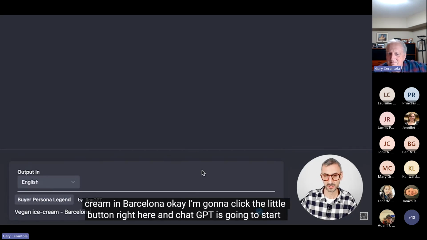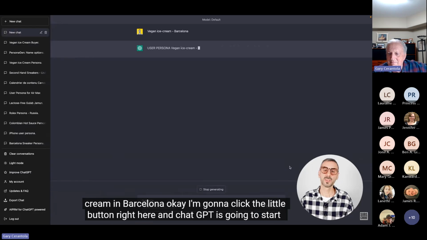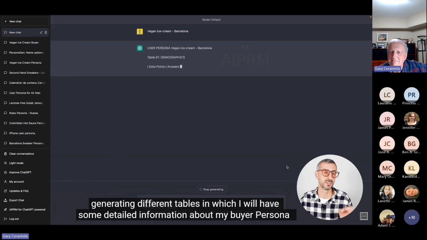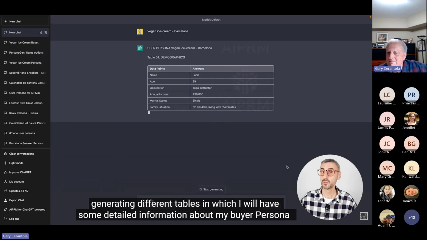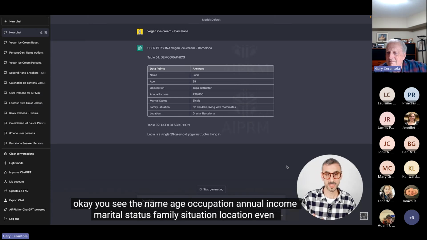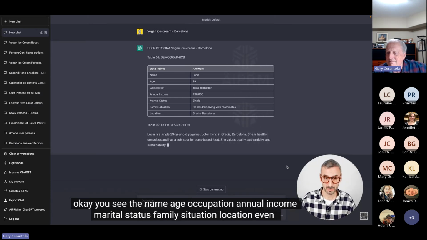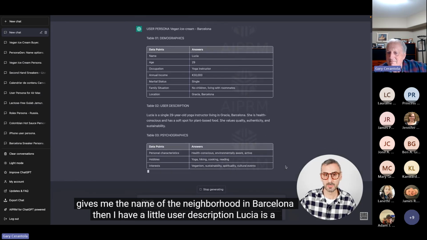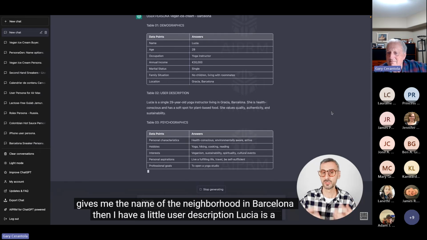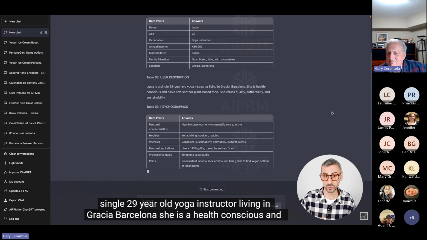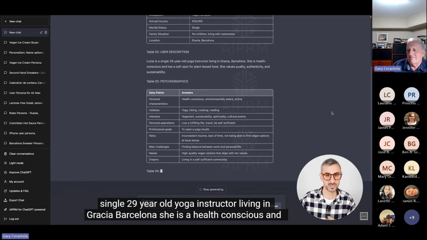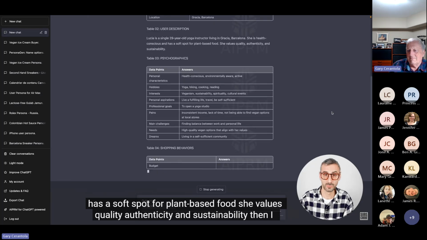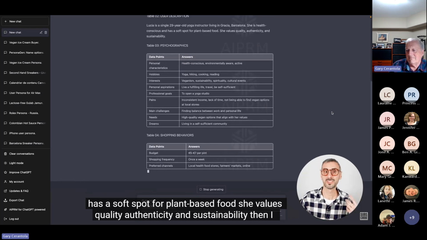Okay, I'm going to click the little button right here, and ChatGPT is going to start generating different tables in which I will have some detailed information about my buyer persona. Okay, you see the name, age, occupation, annual income, marital status, family situation, location, even gives me the name of the neighborhood in Barcelona. Then I have a little user description. Lucia is a single 29-year-old yoga instructor living in Gracia, Barcelona. She is health conscious and has a soft spot for plant-based food. She values quality, authenticity, and sustainability.